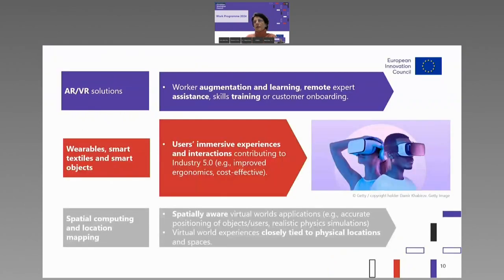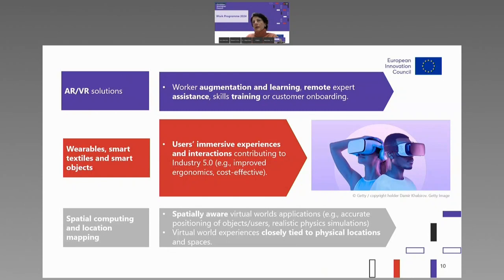So some examples, as I mentioned, for example, for the development of AR, VR solutions, what are we looking for? We are looking for worker augmentation and learning, remote expert assistance, skills training, or customer onboarding, for example. So there are many applications there of AR, VR solutions that we want to use to address some of the human centricity issues especially in Industry 5.0.